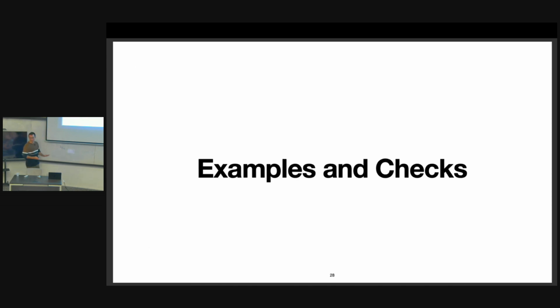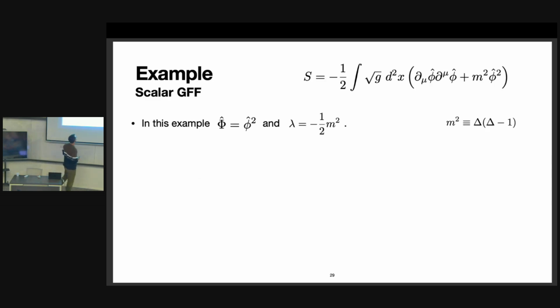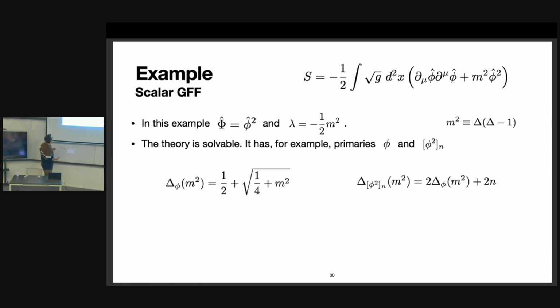So let me get to the concrete examples and checks so we can agree or disagree. So let's consider GFF in AdS. Here our big phi hat is phi squared, and the coupling is the mass squared in units of the radius. Okay, so you have, for example, primary phi and phi squared n, all the double traces.